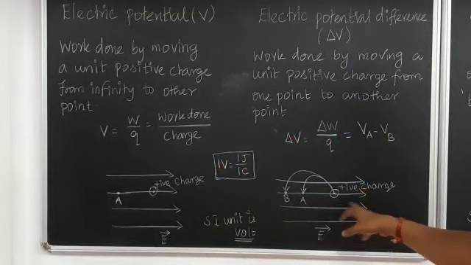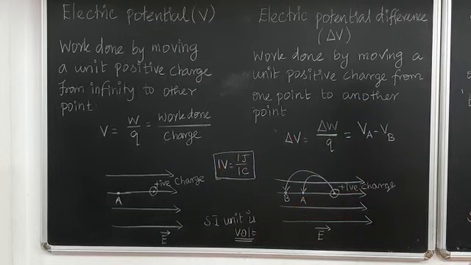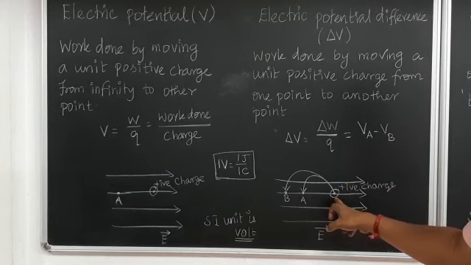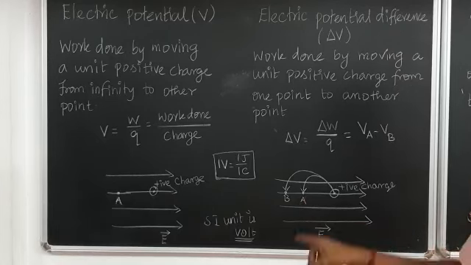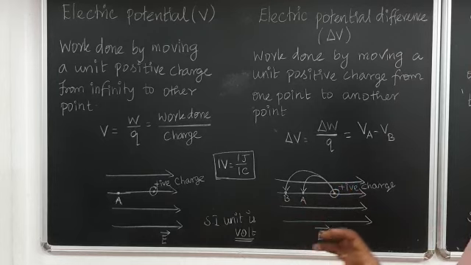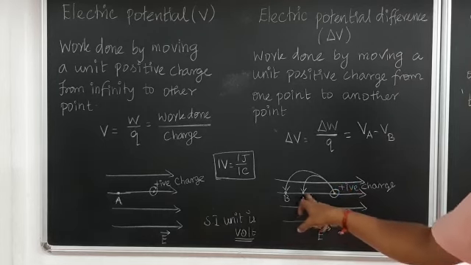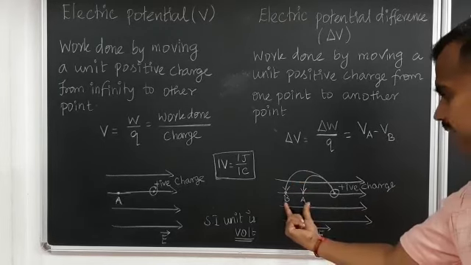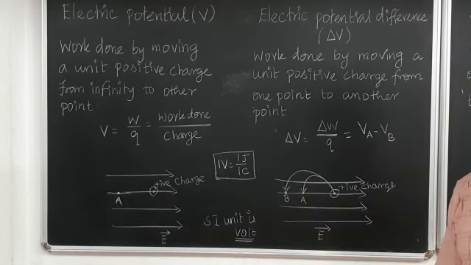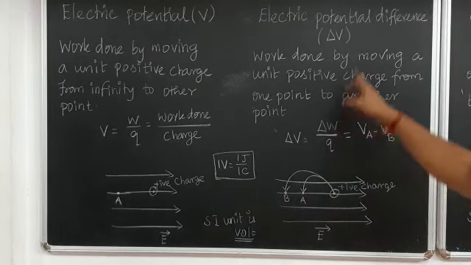Here I draw one simple diagram for understanding. This is a positive charge. Initially I carry this positive charge to point A. At that point it has some electric potential, V suffix A. Afterwards I apply some amount of energy or work done to move it to point B. At that point it has electric potential V suffix B. The difference between these two points is called the electric potential difference. So for electric potential difference we must require two points.